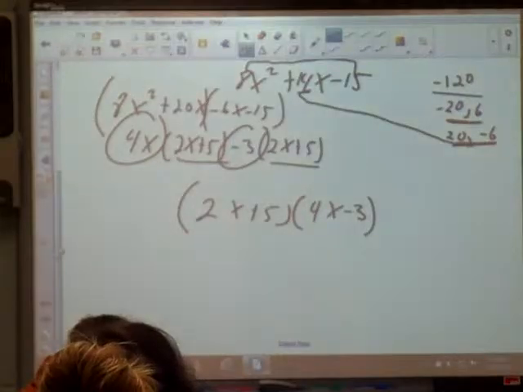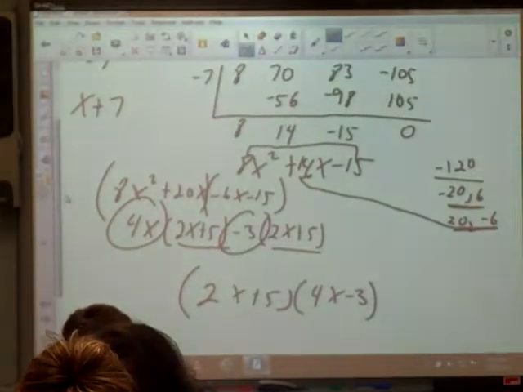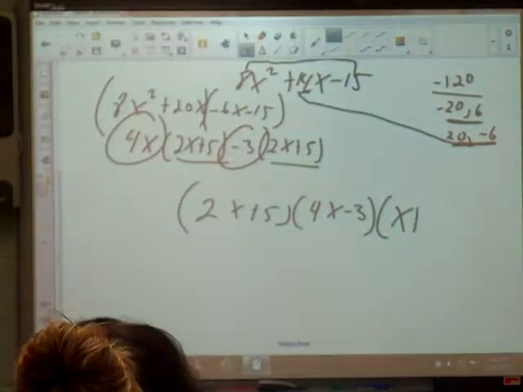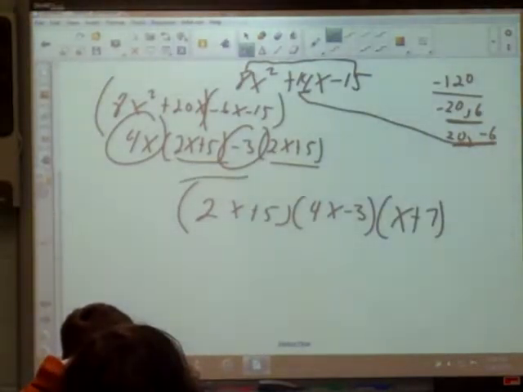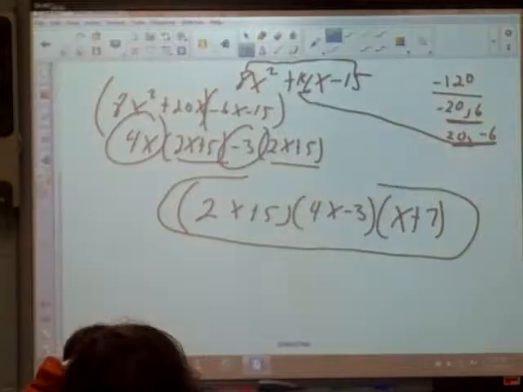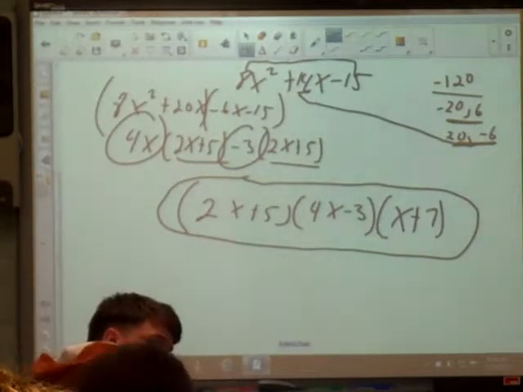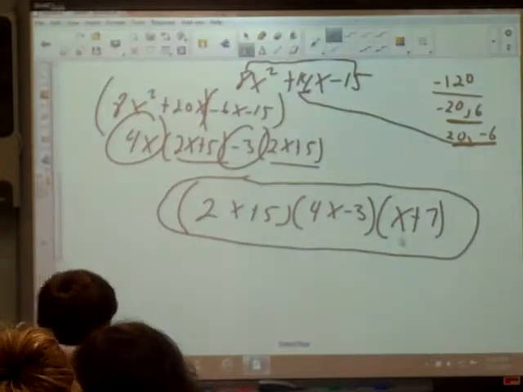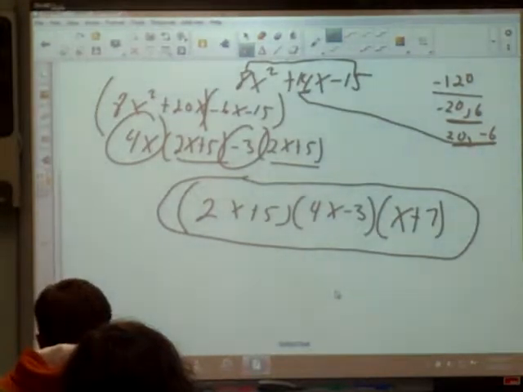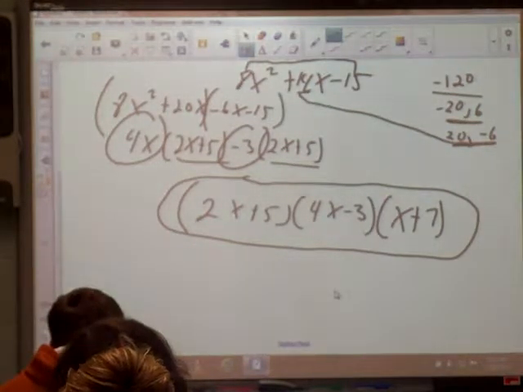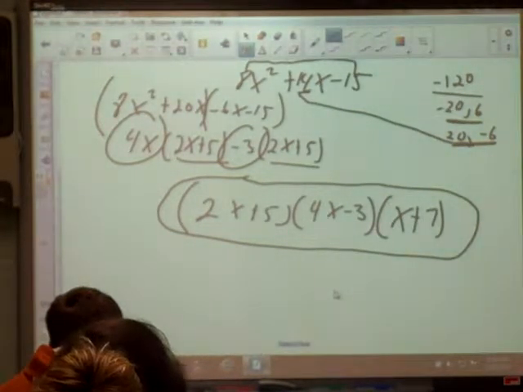Okay, then remember the very beginning when they gave me that negative 7, that meant it had a factor of x plus 7, so I've got to include that. And there's the final factored answer. Don't forget to add that one that they gave you on there. Okay, so that tag teamed old stuff with synthetic division.